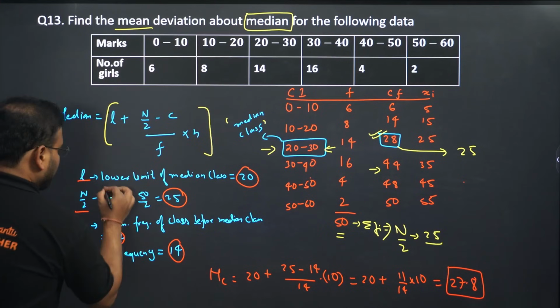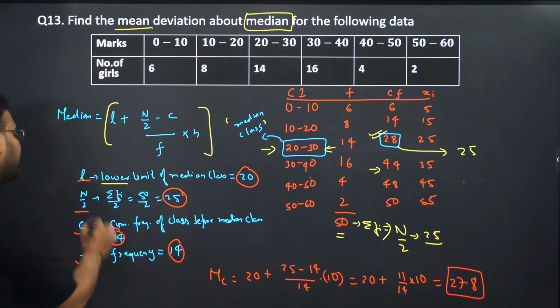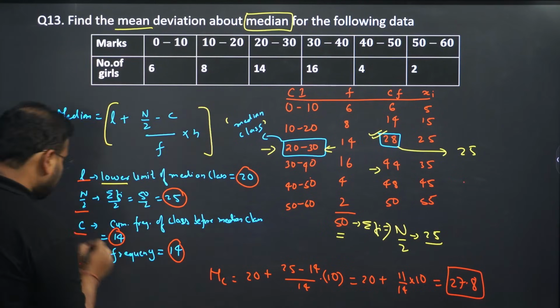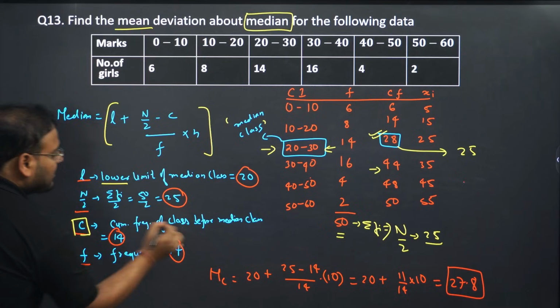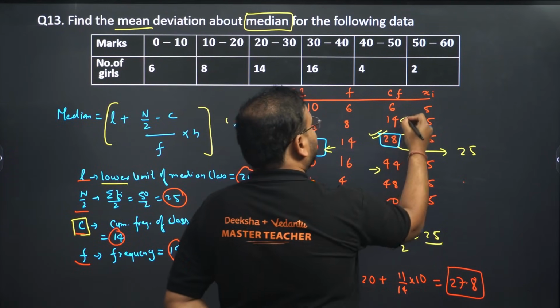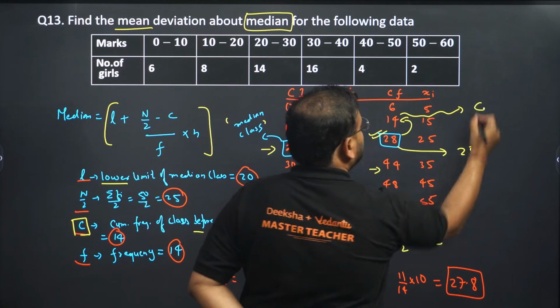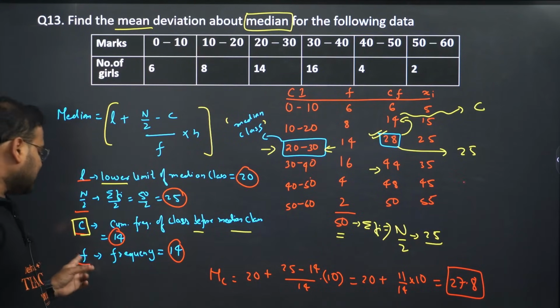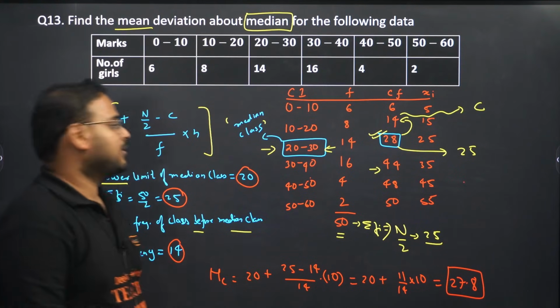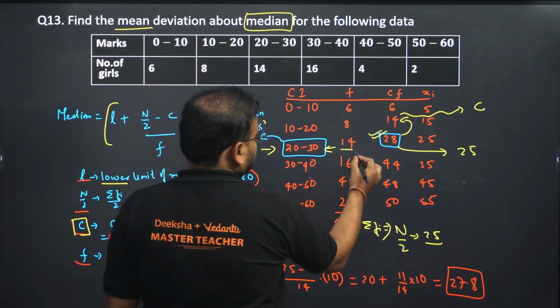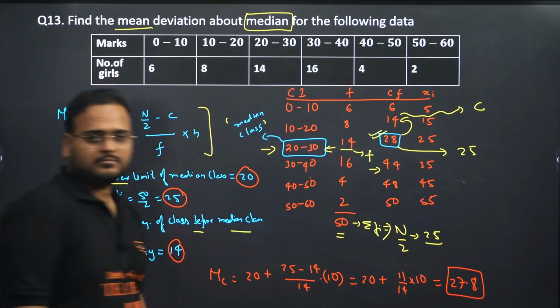L is what? Lower limit of the median class. N by 2 is sigma fi by 2. C is what? Cumulative frequency of the class before the median class. So before this is 24. This 24 represents C. This is my C value. I've marked it here. And what is F? F is the frequency of the median class, so 14 over here. This is your F value.